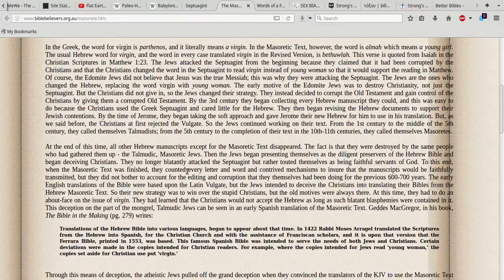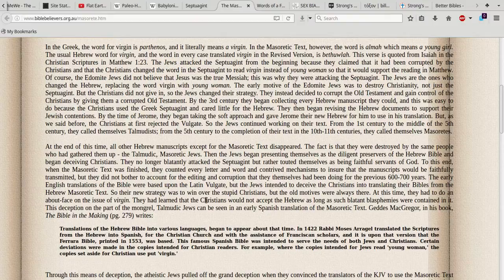Also at the end of this time, all other Hebrew manuscripts except for the Masoretic text disappeared. Well, gosh, why did they disappear? It was deliberate. They were destroyed, as it says here, by the same people who had gathered them up, the Talmudic Masoretic Jews. Then the Jews began presenting themselves as diligent preservers of the Hebrew Bible and began deceiving Christians. They no longer blatantly attacked the Septuagint, but rather touted themselves as being faithful servants of God.